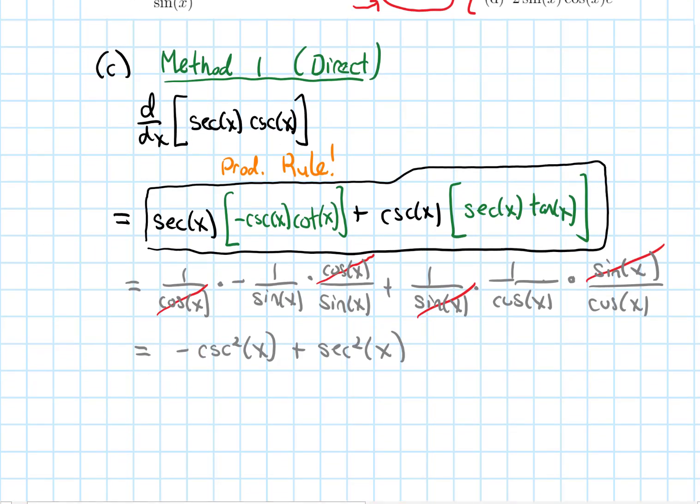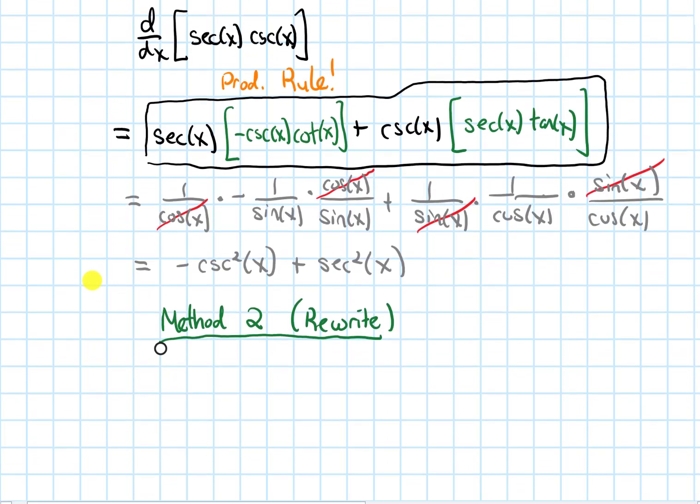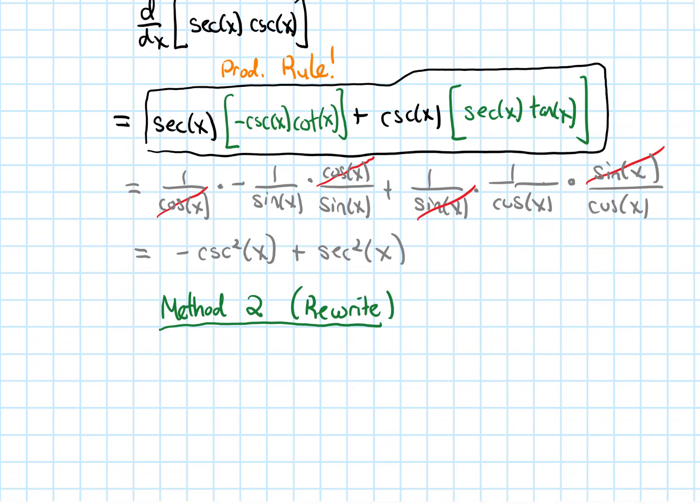Let's talk about one other way we could do this. Another way that we may have done this is to rewrite our function first in terms of sines and cosines. I think it's helpful to look at both, just so we can get a feel for which one may have been more efficient.